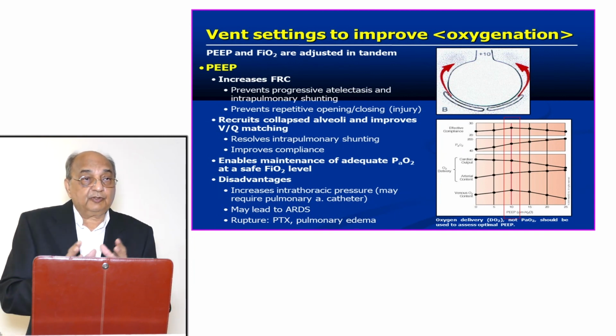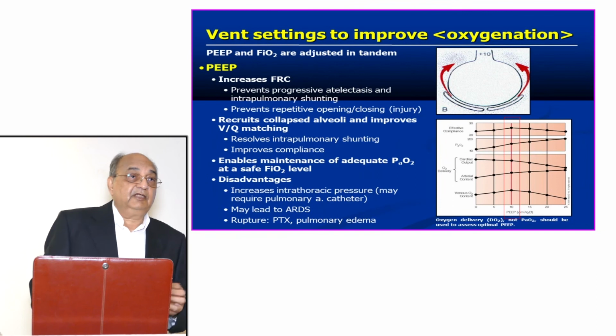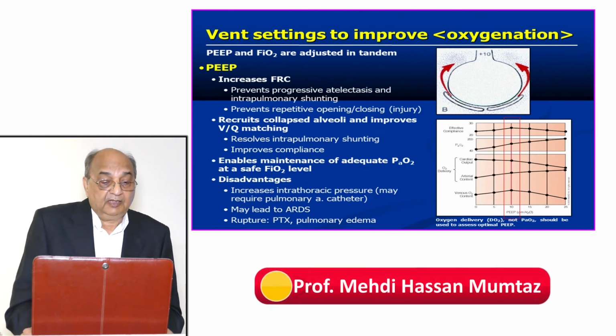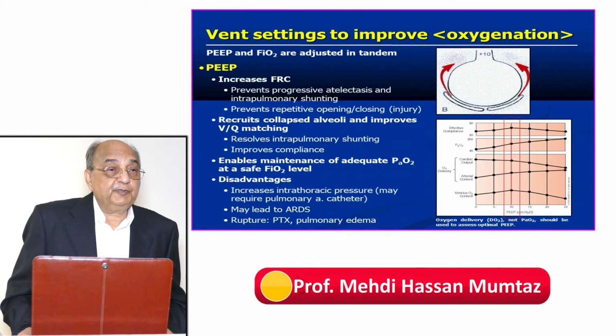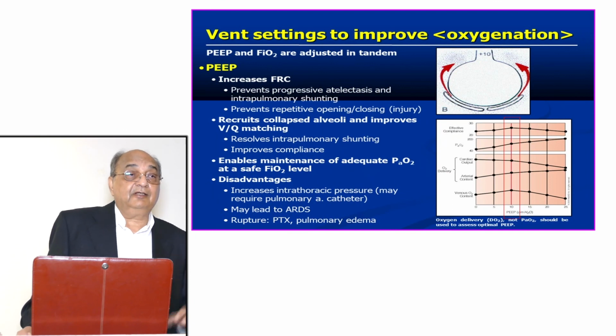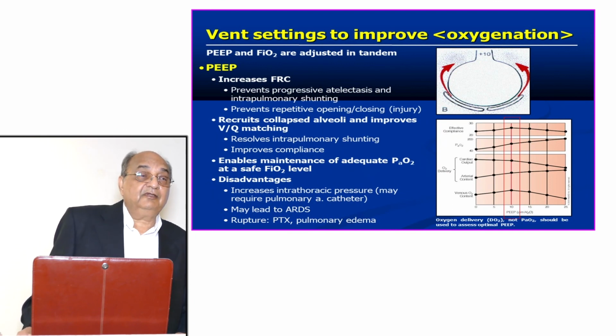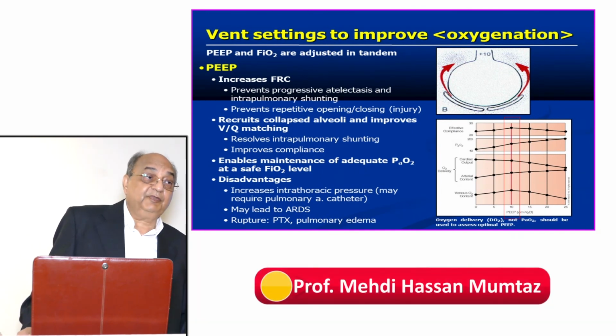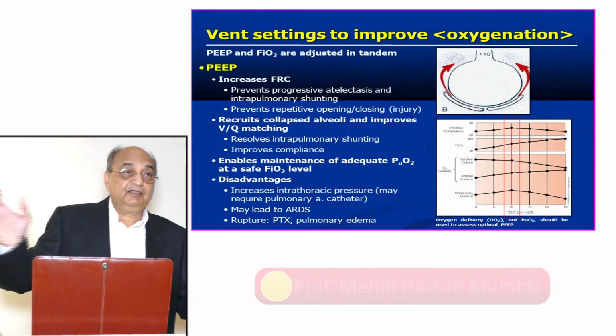Now, it also recruits collapsed alveoli. It keeps them open, and it will help you maintain the ventilation perfusion ratio. But always remember, if you put a positive end expiratory pressure, you are putting a positive pressure on the thorax. This positive pressure to the thorax can hinder the venous return also, and it will reduce the preload. At the same time, it will also hinder the venous return from the brain. As you have got a brain injured person, it will increase the ICP, intracranial pressure, also. You have to look at all of these.